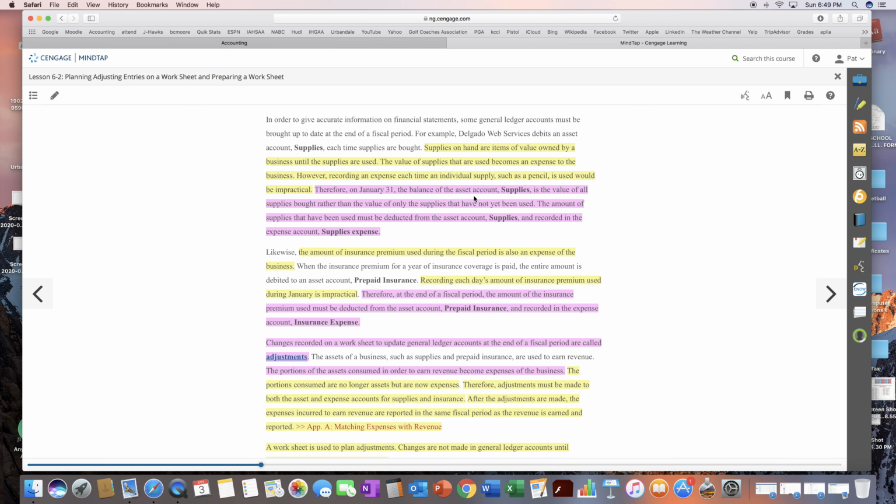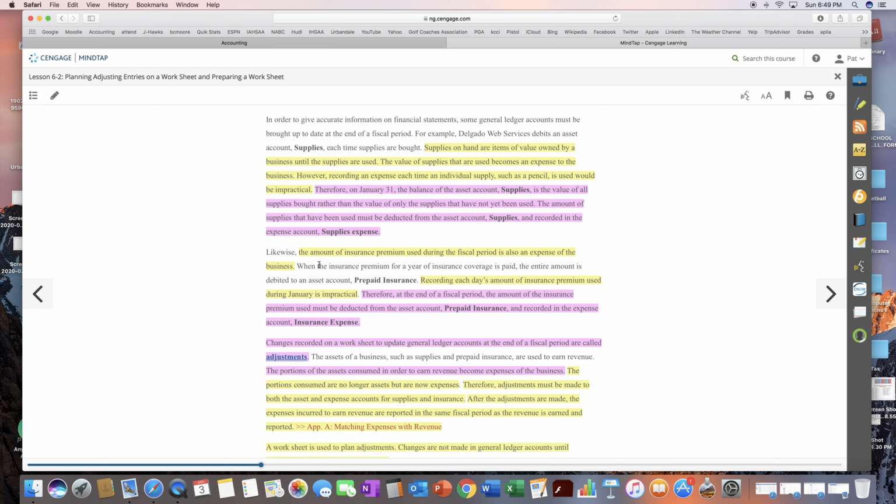And so what we want to do is deduct from this big amount whatever we used. And we're going to make an adjusting entry where we will debit supplies expense and we will credit supplies for what we used. We will do the same for insurance.